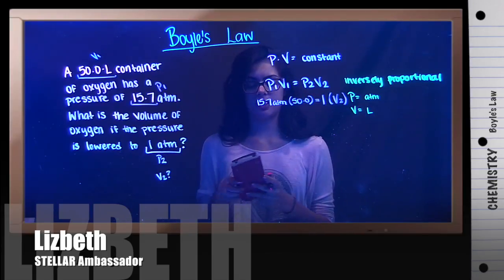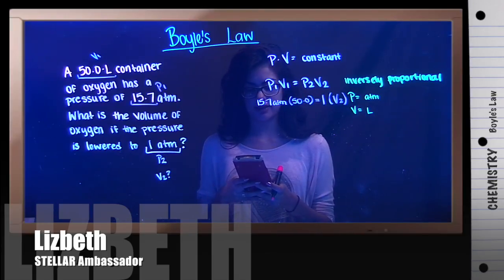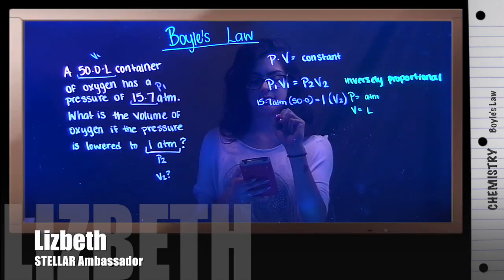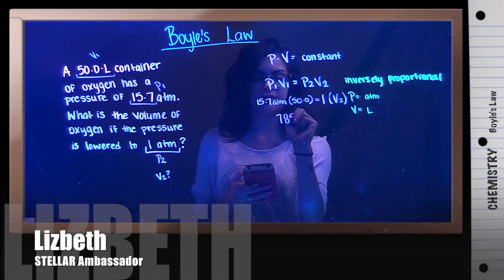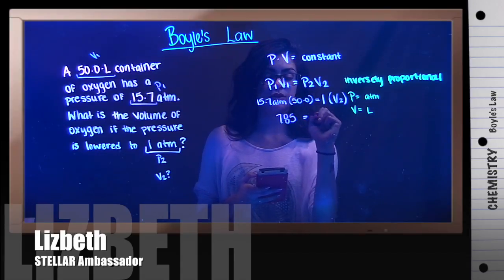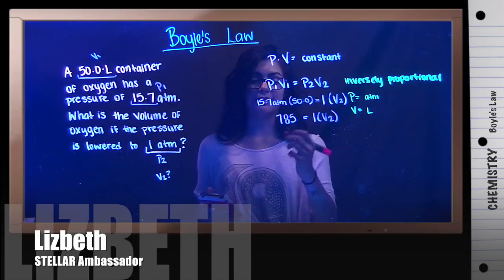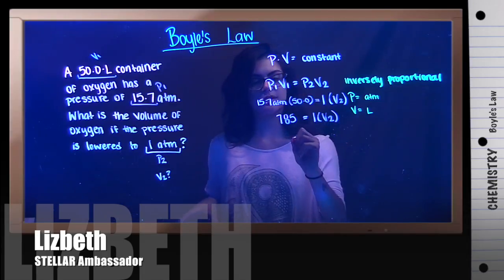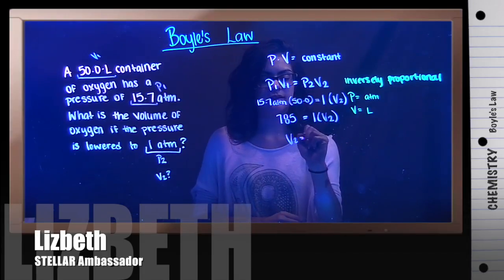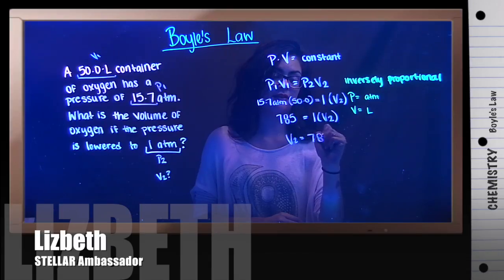So when I put those into my calculator, 15.7 times 50 gives me 785 is equal to 1 times V2. When I divide by 1, that's going to be the same answer, right? So V2 is equal to 785 liters.